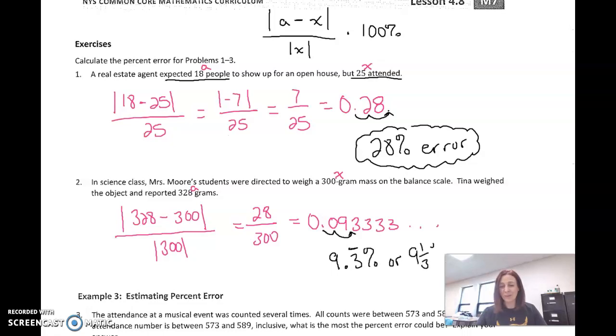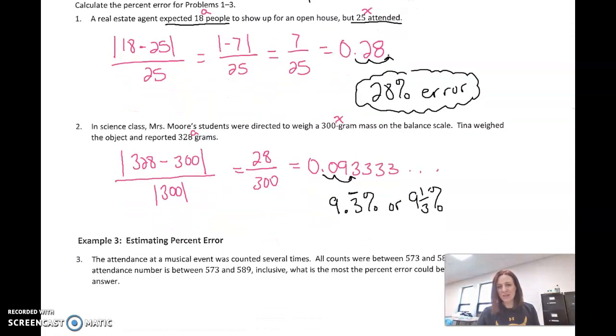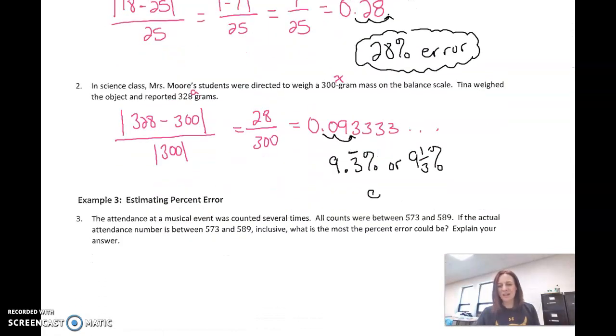right? And I don't care if you write it as 9 1/3, you write it as 9.3 repeating, or you say it's approximately equal to 9.3%. Just make sure you put the percent sign, okay? So poor Tina here, she had a 9.3 repeating or a 9 1/3% error. Okay, so she was off about 9.3%. All right, let's do this last example here, right? Okay, so pay attention to this one.